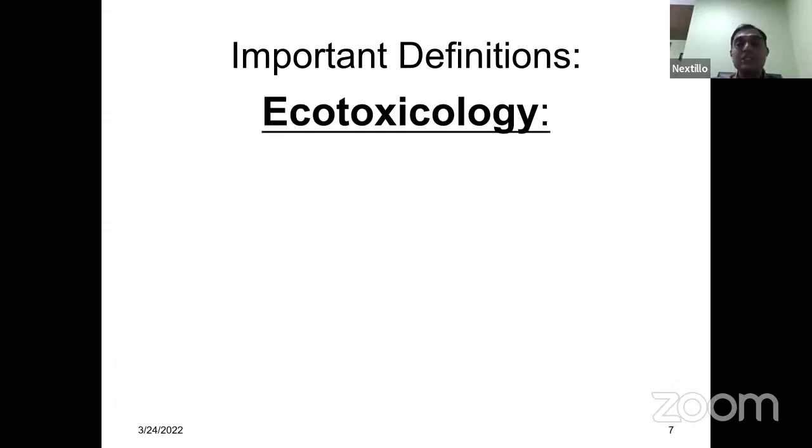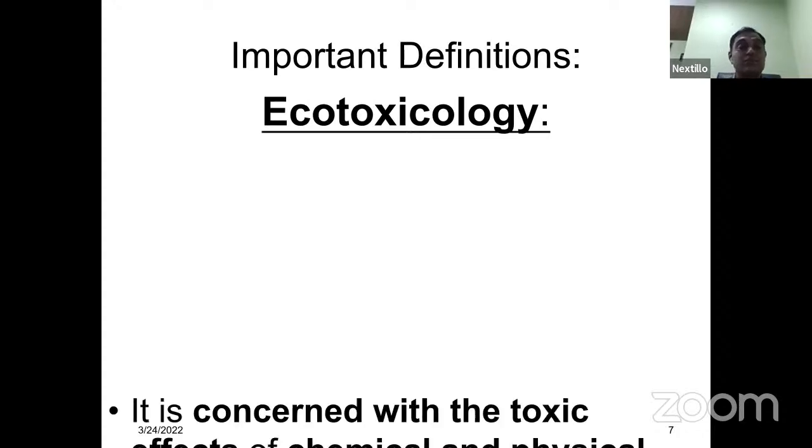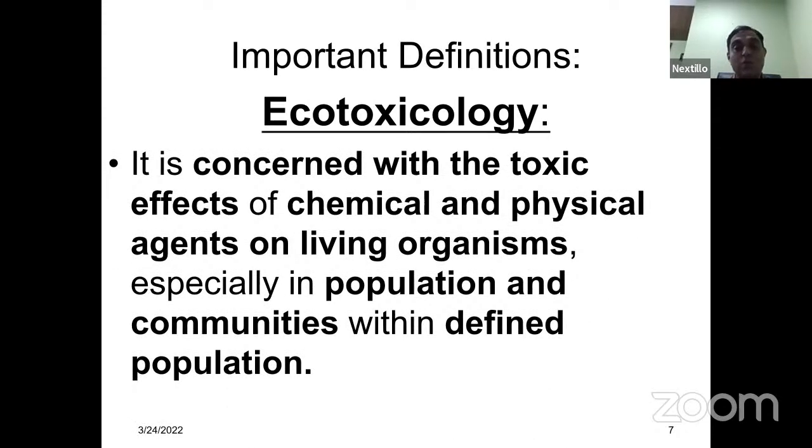Ecotoxicology, again, is a very important definition to understand. It is concerned with the toxic effects of chemicals and physical agents on living organisms, especially in populations and communities within defined populations. Here we are using the term ecotoxicology for the toxic effects of chemical or physical agents on living organisms.